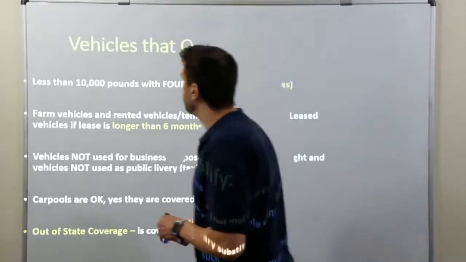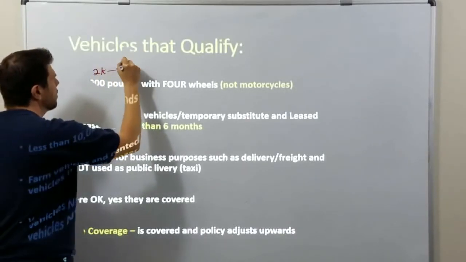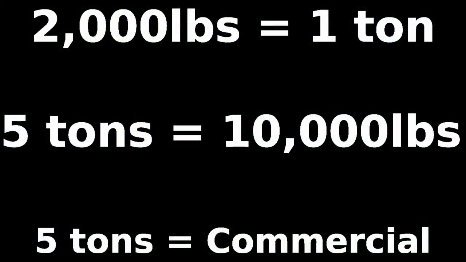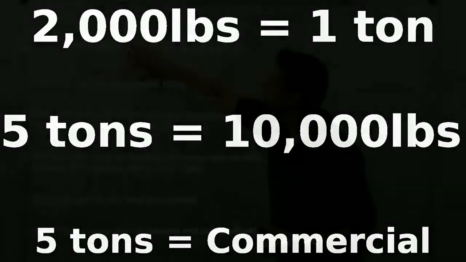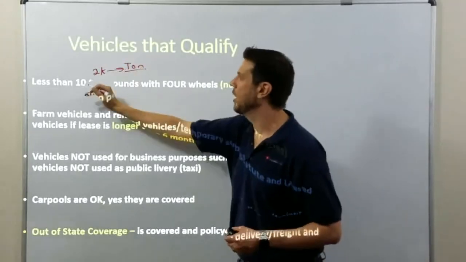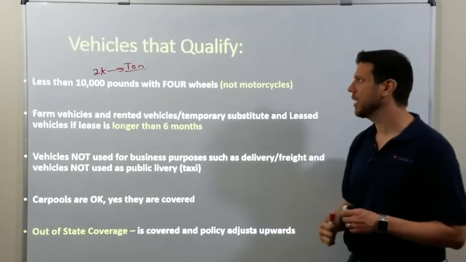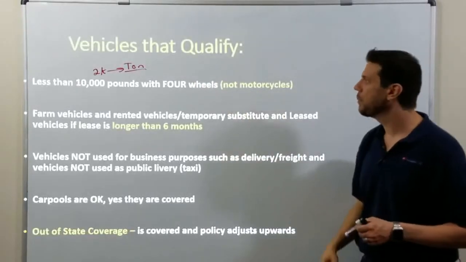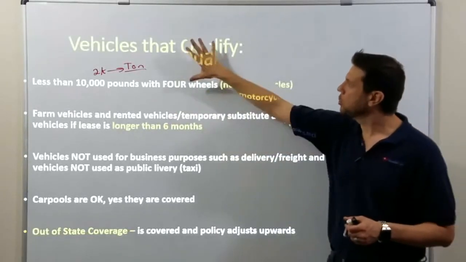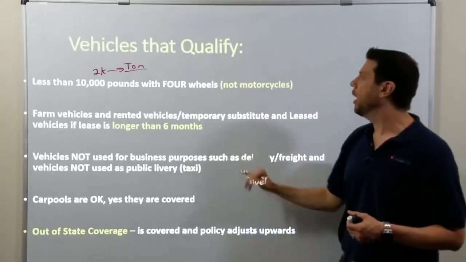Sometimes your test uses tons. There are 2,000 pounds in a ton. So any vehicle under 5 tons can be personal auto, because 5 times 2,000 is 10,000 pounds. So you might see a ton on your test, and a ton is 2,000 pounds. Farm vehicles also qualify for personal auto because farmers use their cars on the farm.